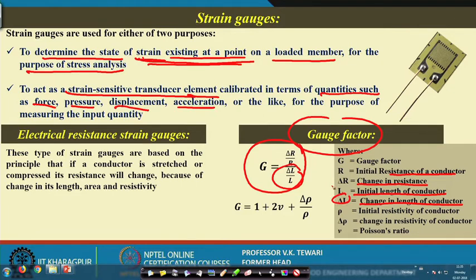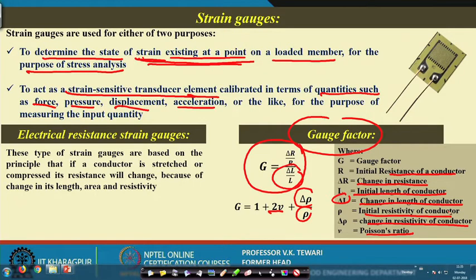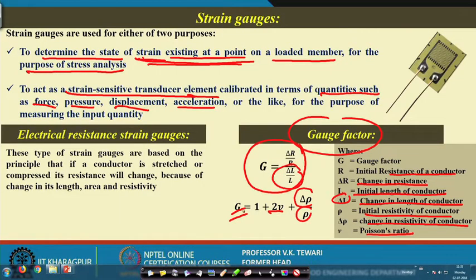So, this G is given as this, and it is also expressed in a different fashion, like 1 plus 2 nu plus delta rho by rho, where nu is Poisson's ratio. So, in terms of Poisson's ratio and the change in resistivity of the conductor, there is a change in the resistivity, and the initial resistivity of the conductor is known. Once you know this, you can also find out the G factor, or the gauge factor, of the strain gauge.